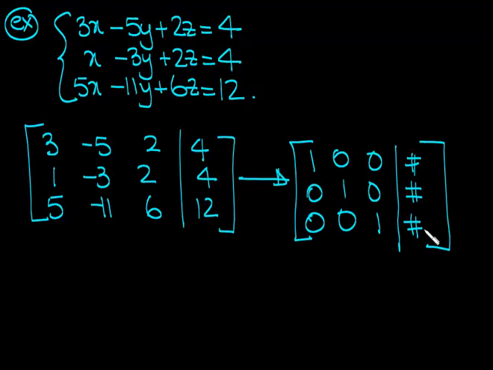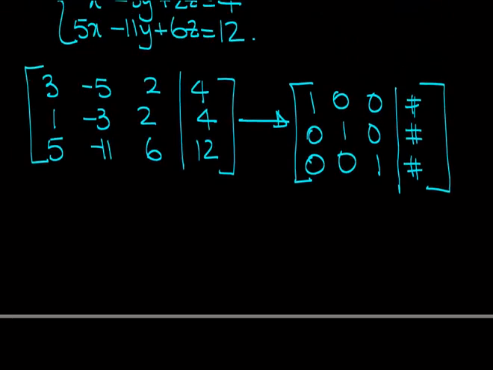Okay. So let's do this. To change this to an augmented matrix, the first thing we have to do is get the 1 in the upper left hand corner.